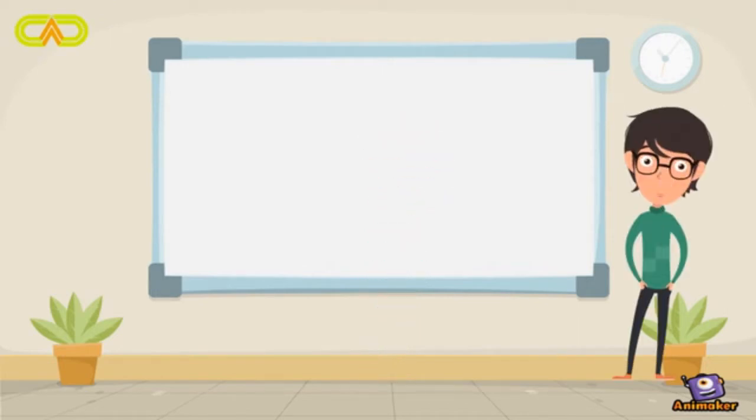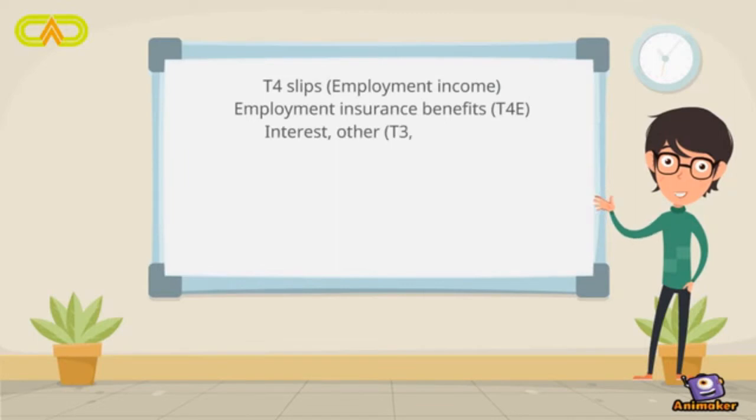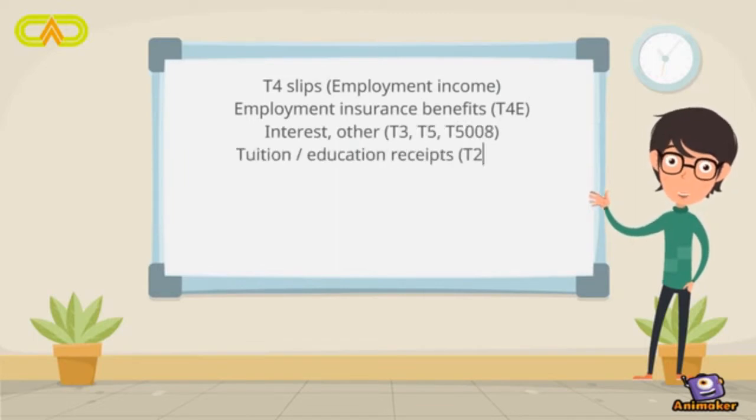Before we start, we have to make sure that we have all the forms needed to file the taxes. Here's the list, to mention some of them. T4 slips, which you usually get from your employer. If you didn't get it yet, go get it. You will need it to file your taxes.